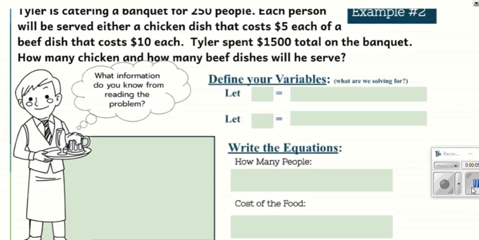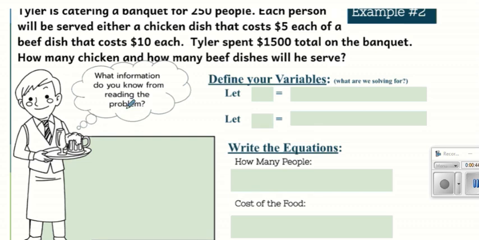Example 2. Tyler is catering a banquet for 250 people. Each person will be served either a chicken dish that costs $5 each or a beef dish that costs $10 each. Tyler spent $1,500 total on the banquet. How many chicken and how many beef dishes will he serve?